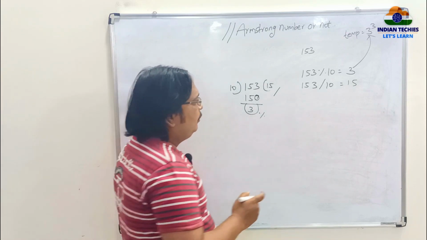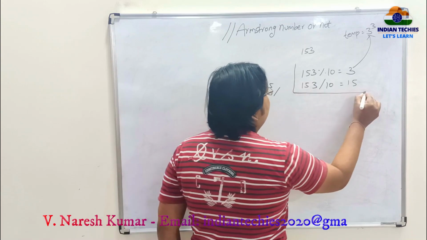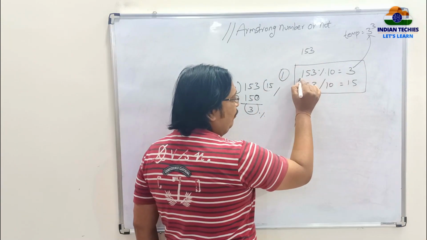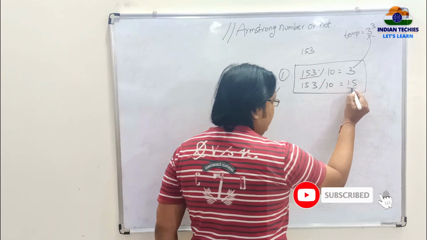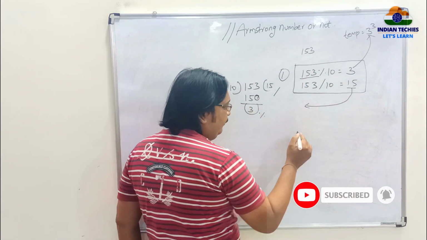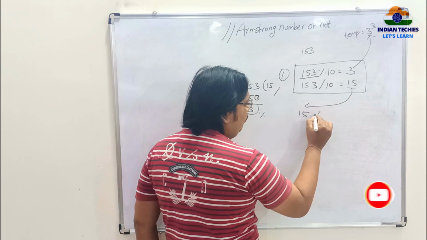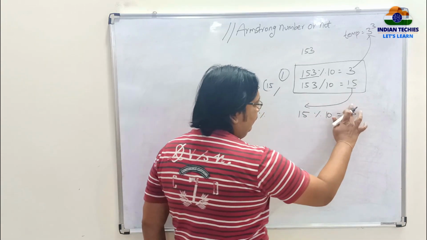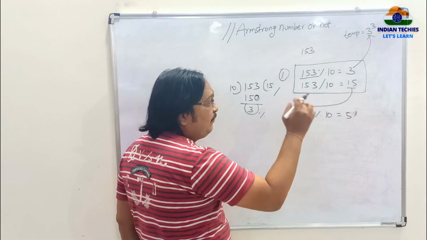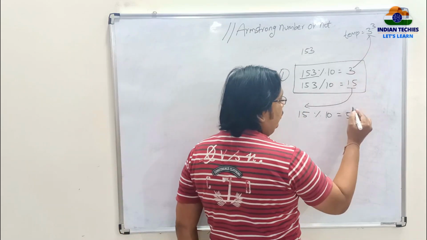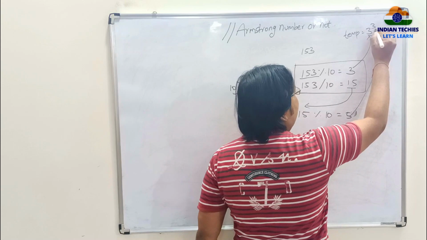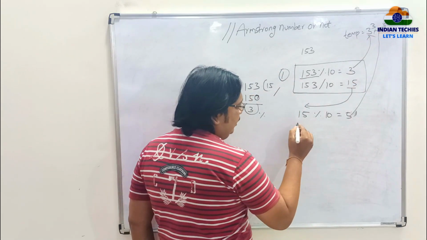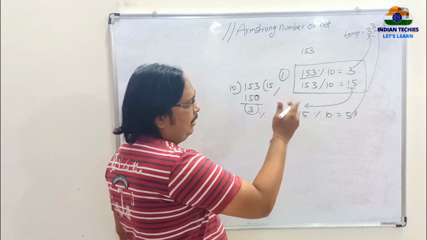Now, this is step 1. This is the updated n value. Your 153 has become 15. So take this 15. Now 15 mod 10, you will get 5. This 5 you have to add to the previous temporary value, that is, make it a cube and add. From 153 we got 3 and 5.